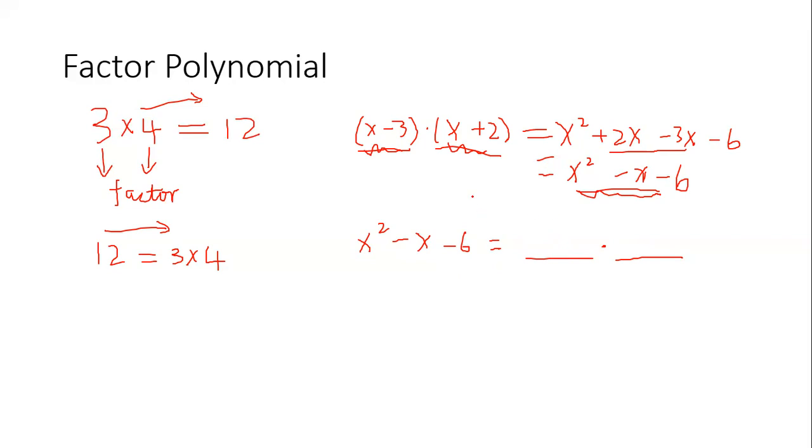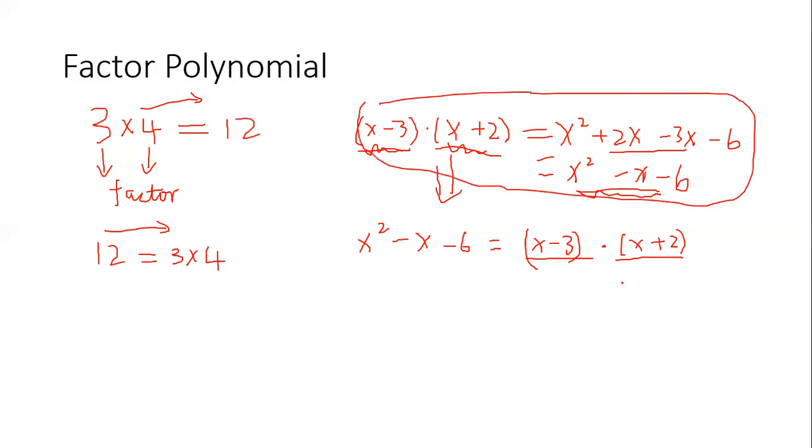So based on what we did last time, it's going to be x minus 3 multiplied with x plus 2. Of course, we got those two from the last example. But without the last example here, how are we able to figure out those two? That is what we're going to talk about in this session. That is called factoring the polynomial.